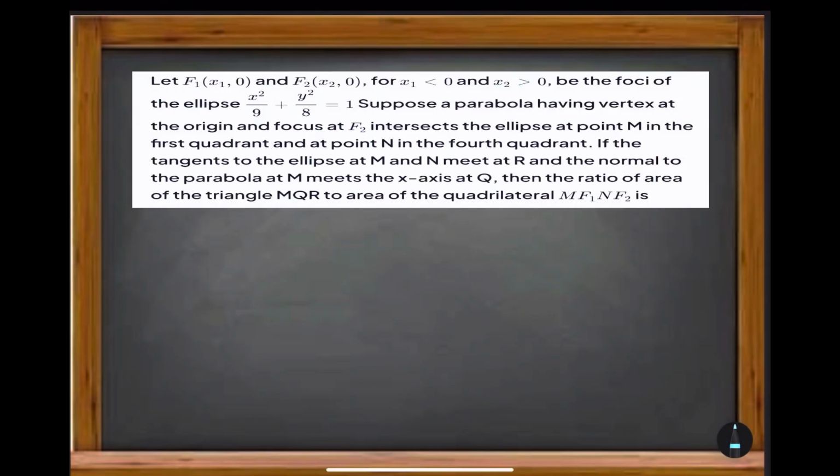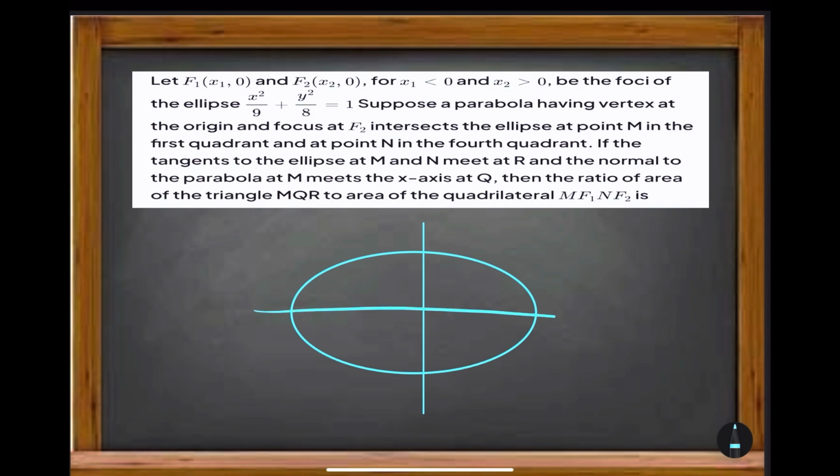Okay, so we got this situation. Let F1 (x1, 0) and F2 (x2, 0), for x1 negative and x2 positive, be the foci of the ellipse. So you know that a is greater, so I'll go with a horizontal ellipse. Let's try to draw a diagram because it will give you better clarity.